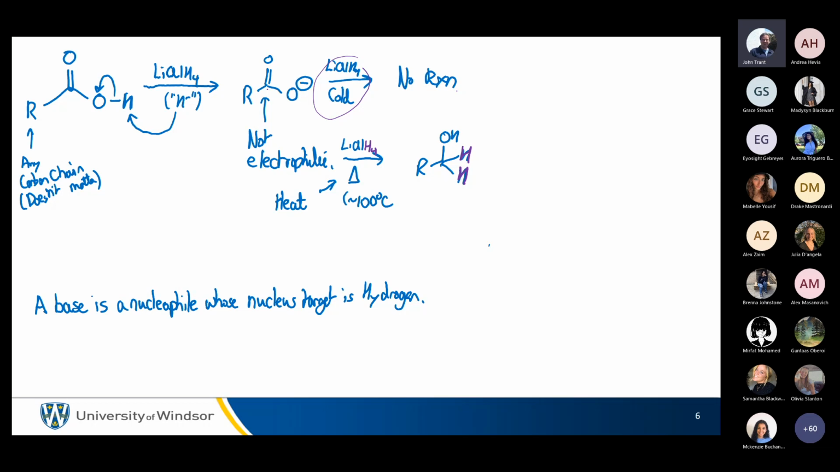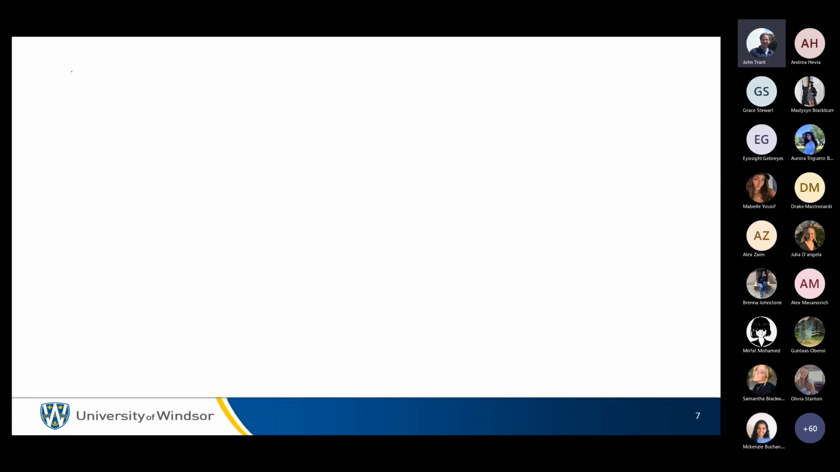So there is another reducing agent. We are not going to do the mechanism for it. You can look it up if you like. Similar, BH3, it's a borane, often done in THF. And you can do this cold. And this gives us the alcohol. There's 2 new hydrogens.